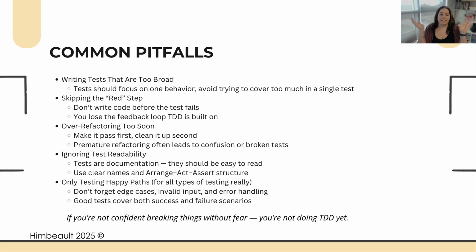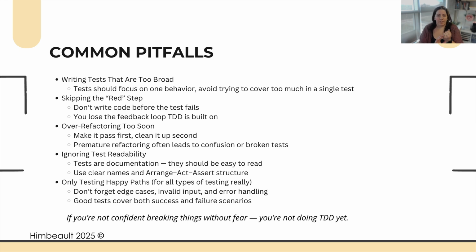Lastly, we have only testing happy paths, right? And this is a very common pitfall. We can't forget to test our edge cases, our invalid input, our error handling. We have to test many different scenarios. I talk a lot more about the different scenarios and how we can categorize different testing conditions in software engineering too. But it's still important for us to think about it here.